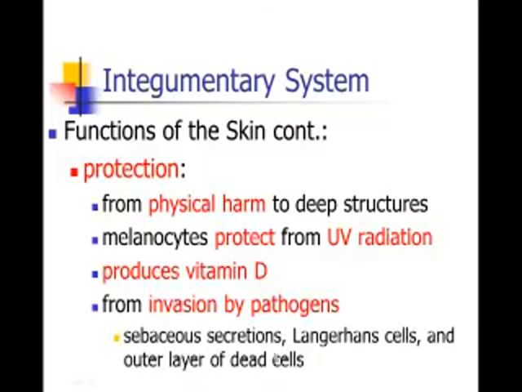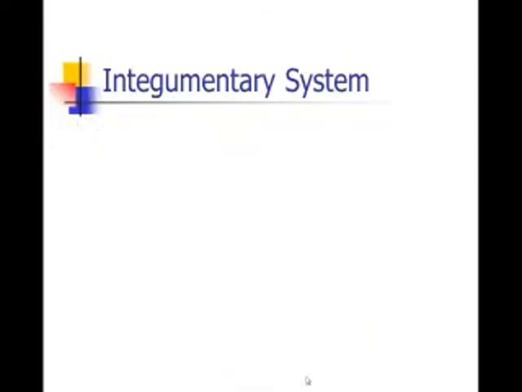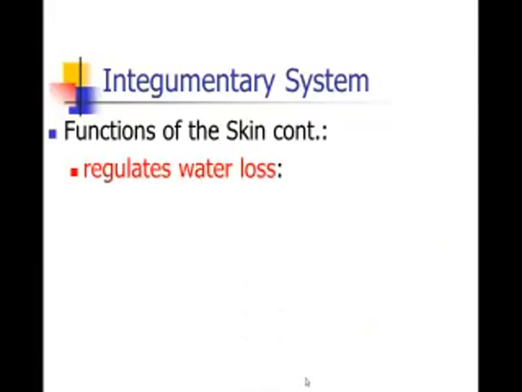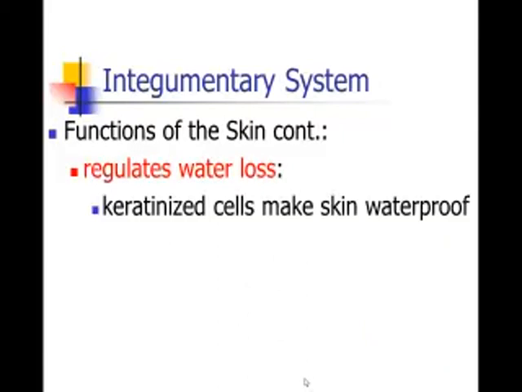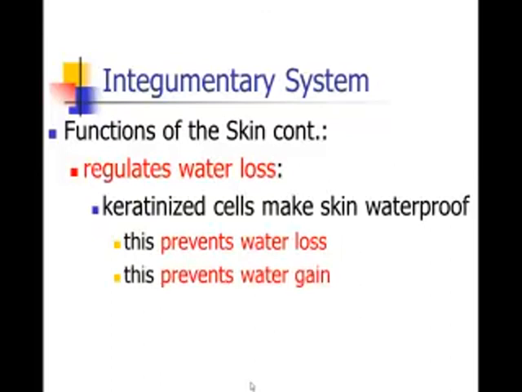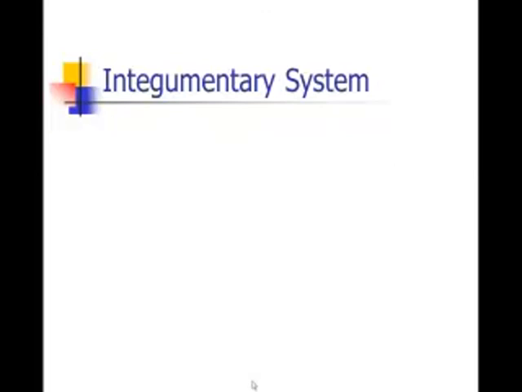We have the Langerhans cells. Those are phagocytic. I think we might have mentioned those. And then we have the dead cells on the outside, and they're just a barrier for things trying to get entry into our system. In terms of regulating water loss, you'll remember that we have the keratin in the cells that makes the skin waterproof. That prevents water from coming in, water from going out. Prevents water loss. It also prevents water gain.